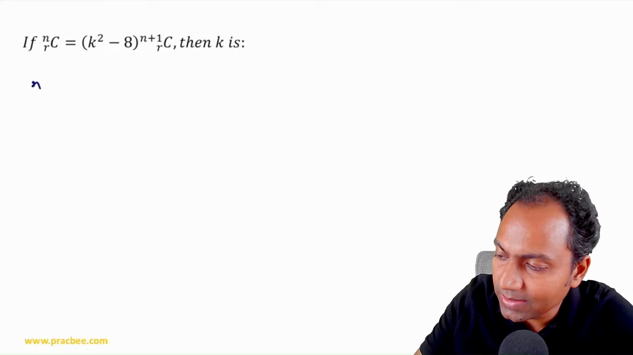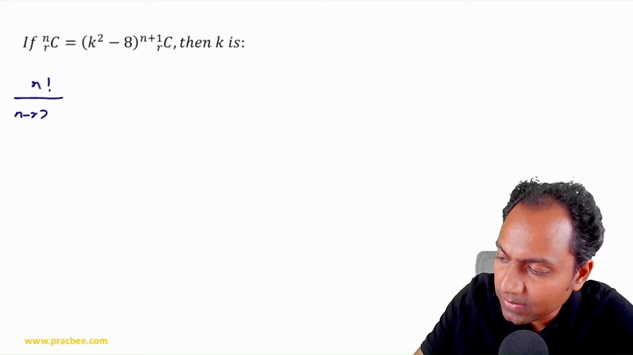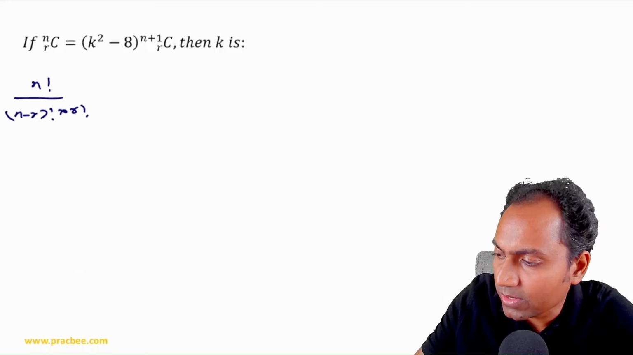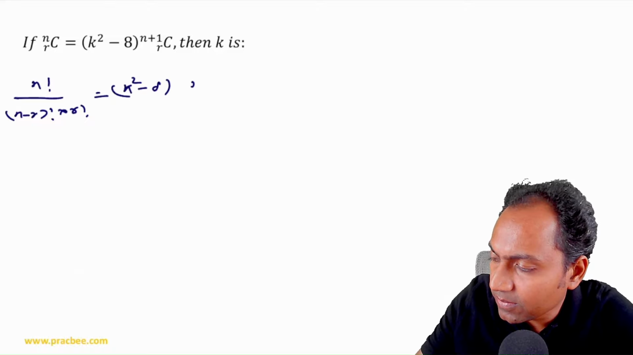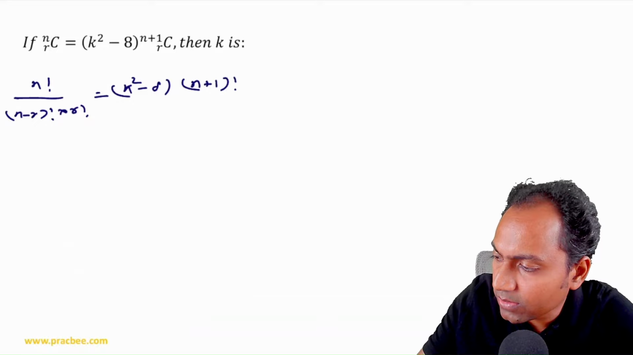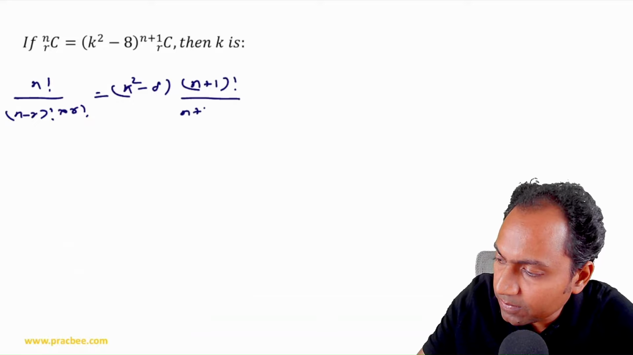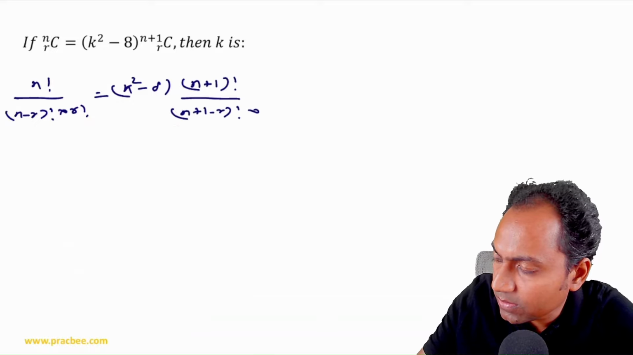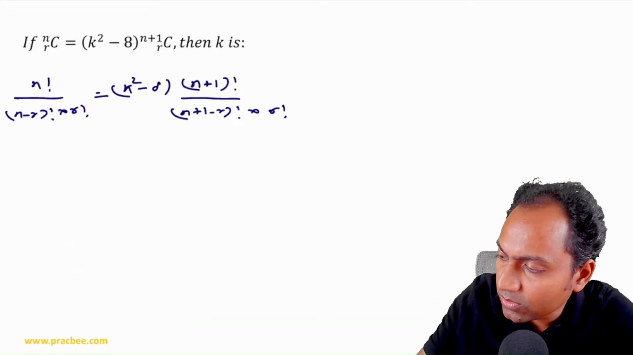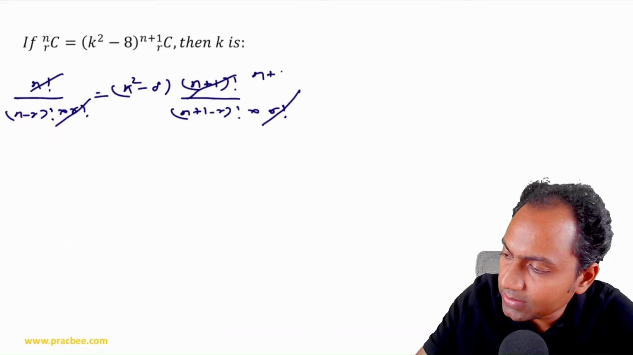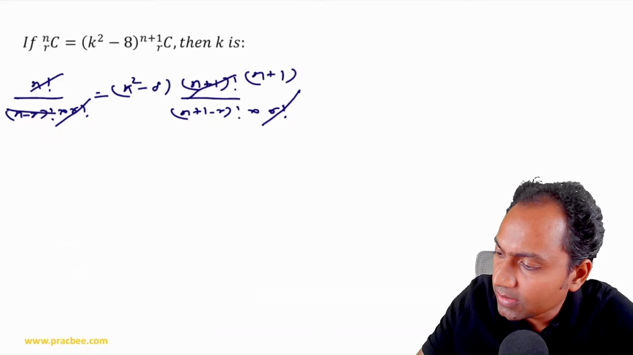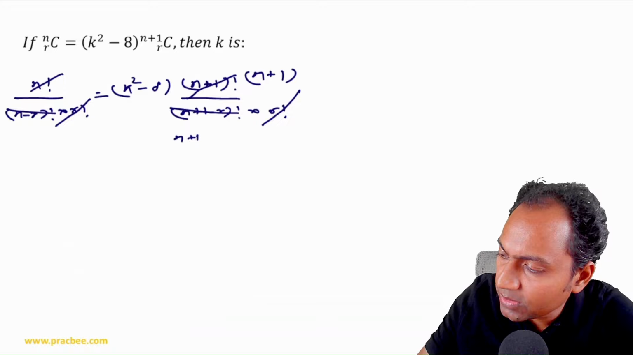So if I write this as n factorial by n minus r factorial into r factorial, this is nothing but k square minus 8. And this becomes nothing but n plus 1 factorial by n plus 1 minus r factorial into nothing but r factorial. You can see that r factorial is getting cancelled out. This n factorial, if you cancel, it becomes n plus 1. This, if you cancel, becomes n plus 1 minus r.